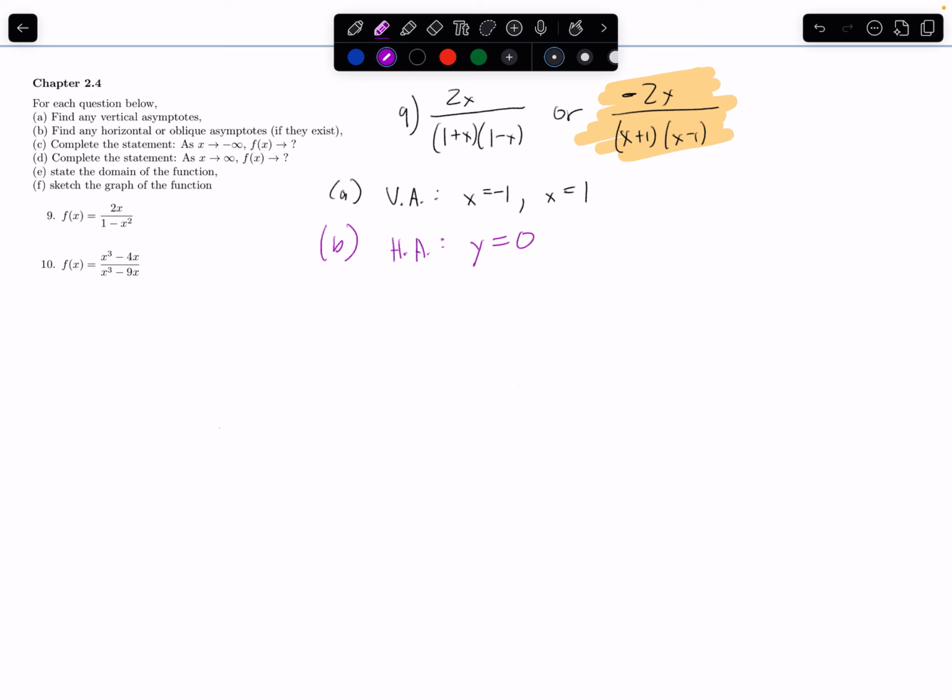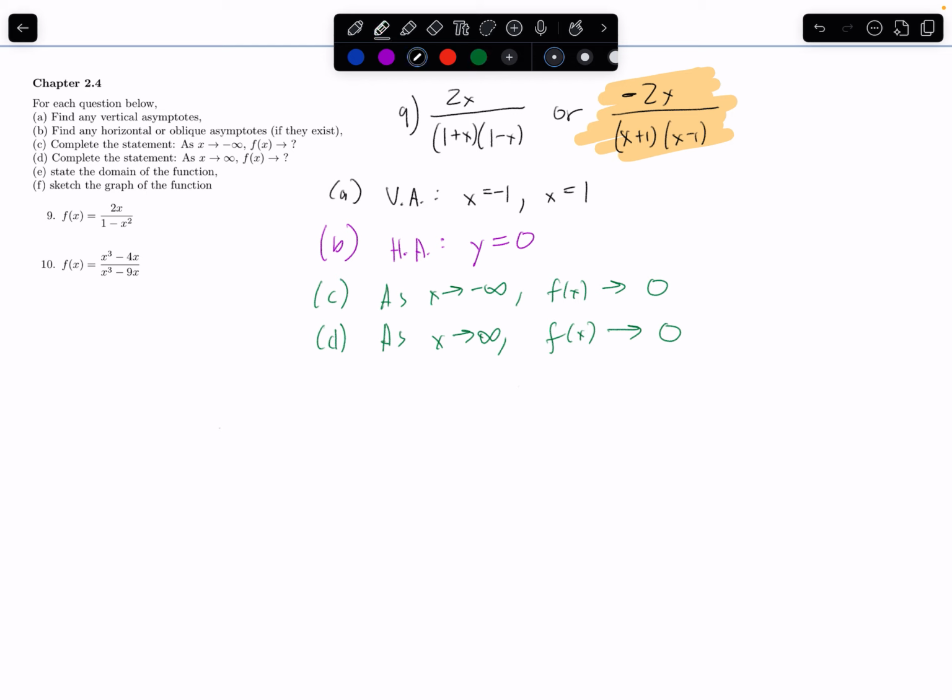Part C, complete the statement. As x goes to negative infinity, what happens to f of x? This actually follows from part B, and part C and D both follow from part B. Because if you have a horizontal asymptote, your function is going to approach those horizontal asymptotes, right? So as x approaches negative infinity, as it goes far to the left, f of x is going to approach that 0, the horizontal asymptote, right? Okay, I just realized I did not capitalize. So let's do that. As x approaches positive infinity, same thing happens, right? F of x is going to approach that horizontal asymptote at 0.